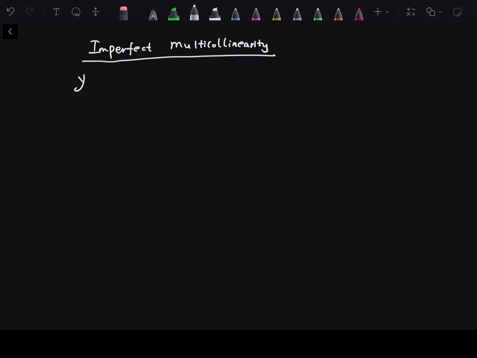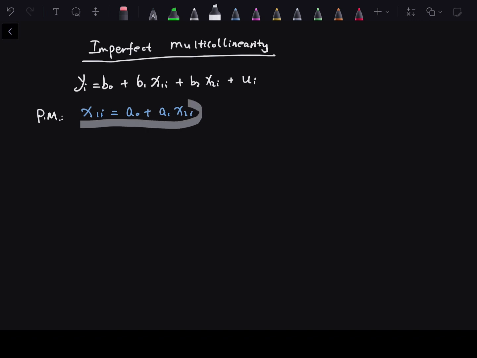Let me use the regression with two regressors as an example. For perfect multicollinearity, by definition, perfect multicollinearity occurs when one regressor is an exact linear function of other regressors. Here we have only two regressors, so you can write it this way: x1 is an exact linear function of x2. If this is the case, we say x1, x2 are perfectly collinear, or this collinearity is perfect.